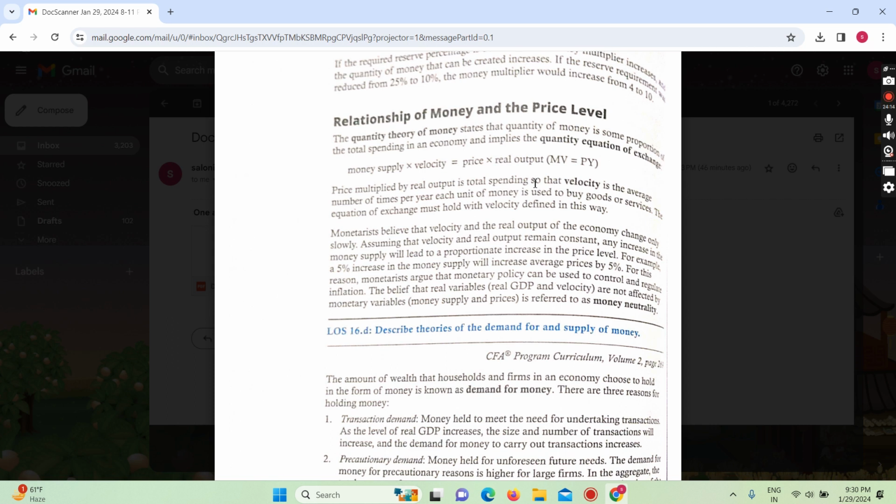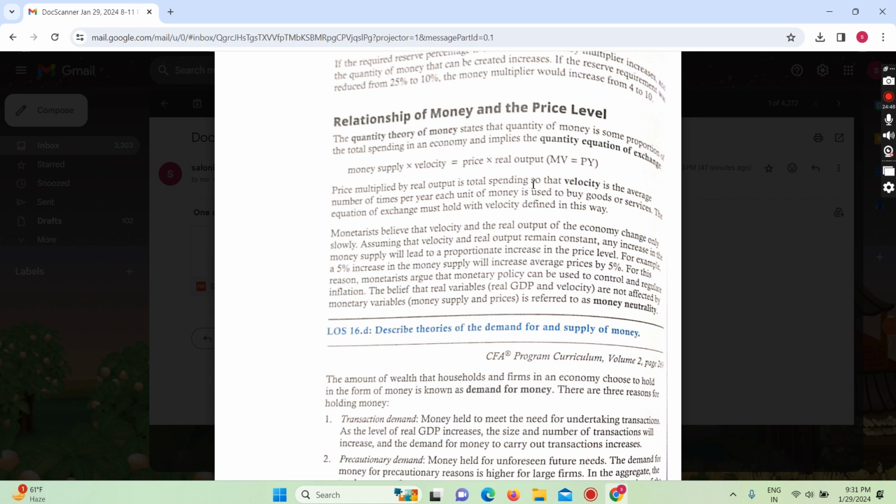And what does the quantity theory of money state? The quantity theory of money states that the quantity of money is some proportion of the total spending in an economy. And it implies the quantity equation of exchange: money supply multiplied by the velocity will give you the price multiplied by the real output. MV equals PY.